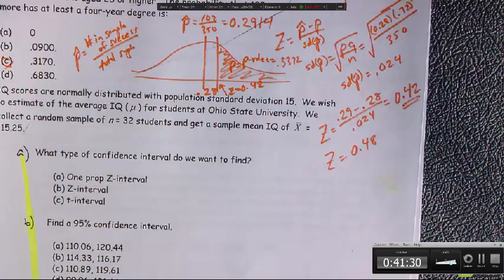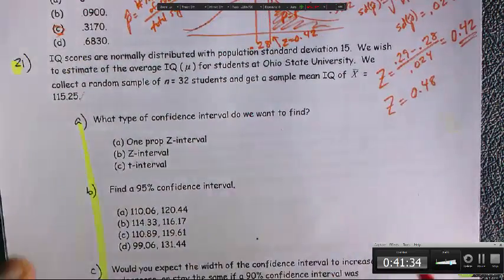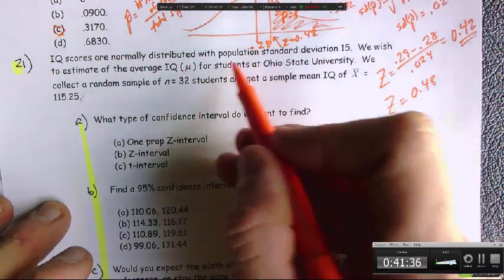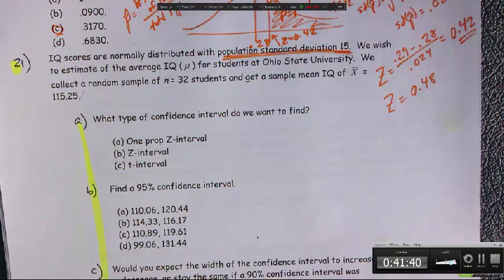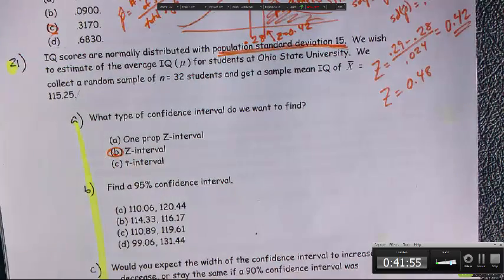Thank you, Tyler. Question 21. IQ scores are normally distributed with a population standard deviation of 15. That's important there. We wish to estimate the average IQ. We select a random sample of 32 students and get a sample mean IQ of 115.25. What type of interval are we going to create? We know the population standard deviation, so it's a Z.